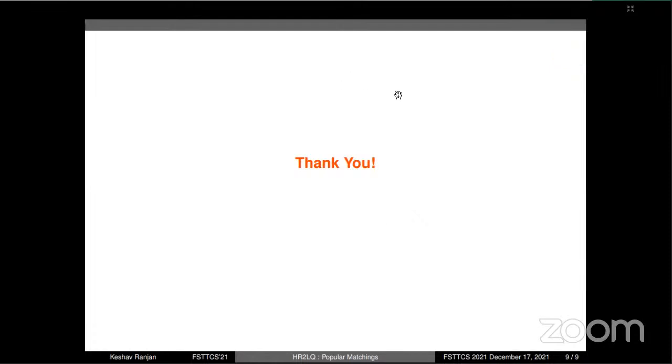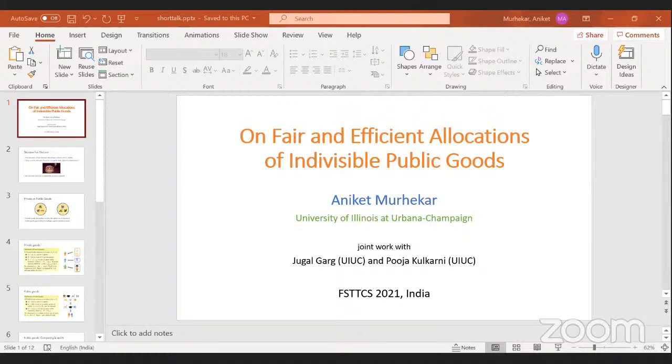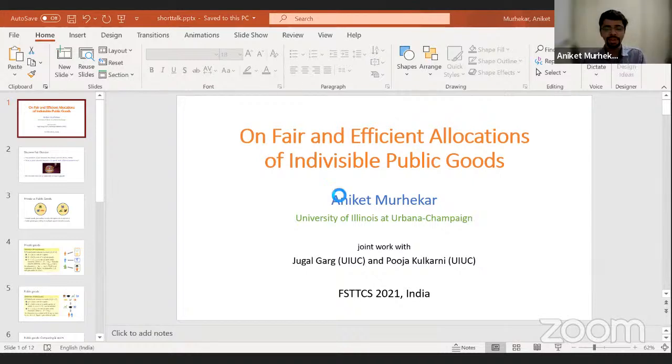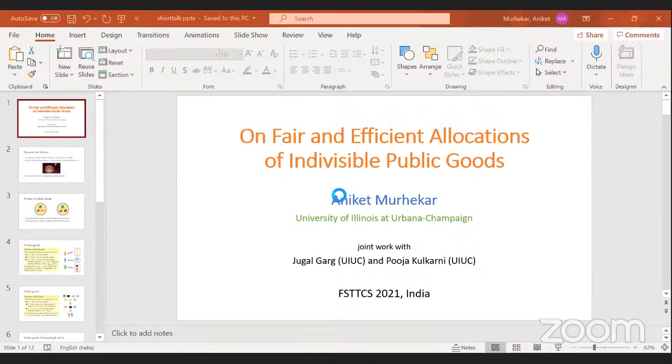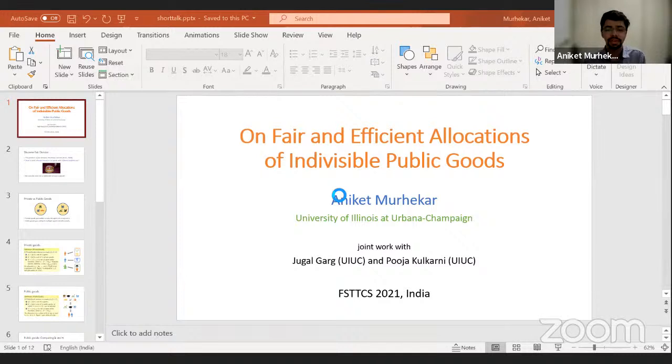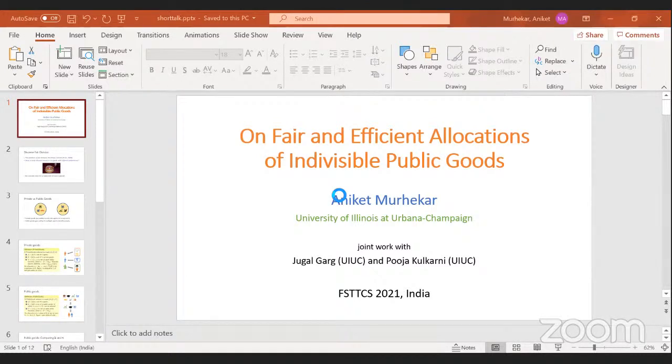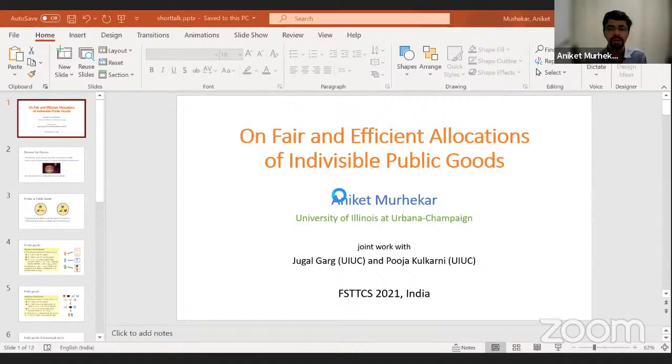Thanks, Kavita and Keshav. We now move to the final talk of this session. It's by Aniket, and he'll tell us about fair and efficient allocations of indivisible public goods. Over to you, Aniket. Hi, okay, thanks, Kirti. Am I audible? Yes. Okay. So let me get started. My name is Aniket Murekar. I'm a PhD student at the University of Illinois at Urbana-Champaign. So today I'll be talking about fair and efficient allocations of indivisible public goods. This is joint work with my advisor Jugal Garg and Pooja Kulkarni, who is a PhD student here.